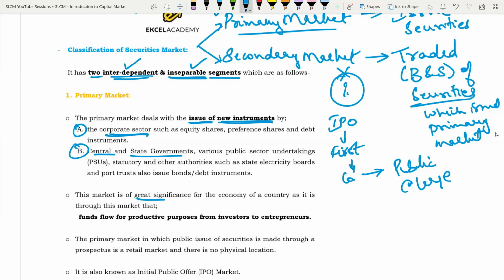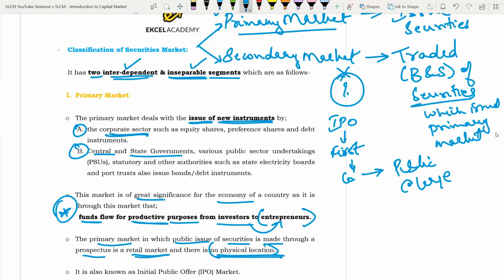This market is of great significance to the economy of the country, as it is through this market that the funds actually flow for productive purposes from the investors to the entrepreneurs. So this is the main function, that the funds from the investors go directly to the company, to the entrepreneurs as capital, so that they can utilize it for whatever purpose they have raised the money. The primary market, in which a public issue of securities is made through a prospectus, is a retail market.